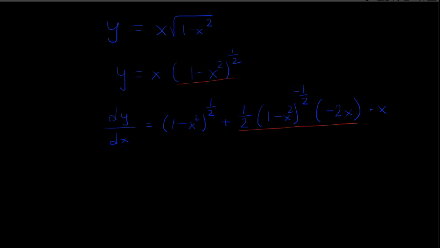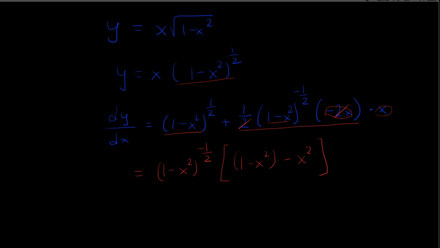A couple things cancel, so I have the 2's canceling here. And now I see that I have 1 minus x squared, 1 minus x squared. So I can pull that out. But I always want to pull the one with the smaller exponent. In this case, negative 1/2. So what's going to be inside is 1 minus x squared. And then here, I have minus x times x will give me minus x squared.